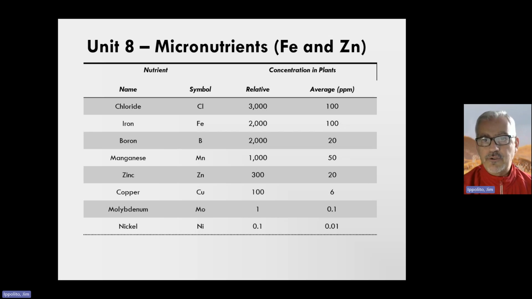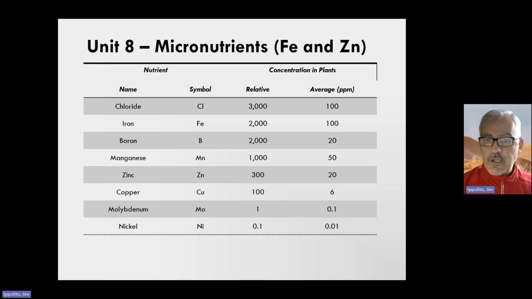Let's talk about micronutrients in general. And I don't know if I'll focus directly on iron and zinc on this slide, but that's what this unit is about. And so you were introduced to this table earlier, way back in, oh my gosh, Unit 1, when we were talking about primary and secondary macronutrients as well as micronutrients. And this list in front of you shows you the list of necessary micronutrients for plant growth.